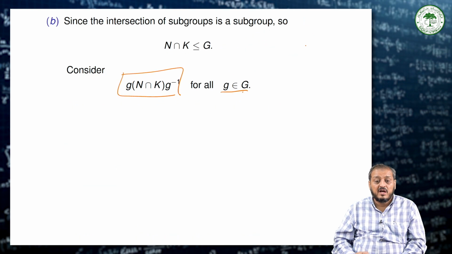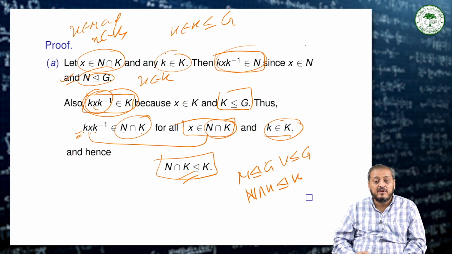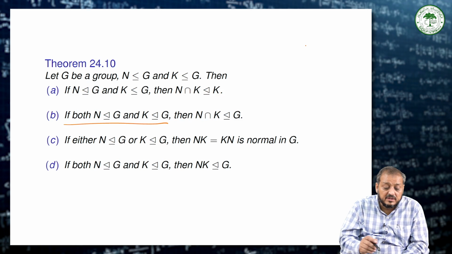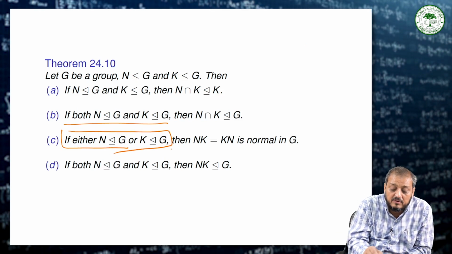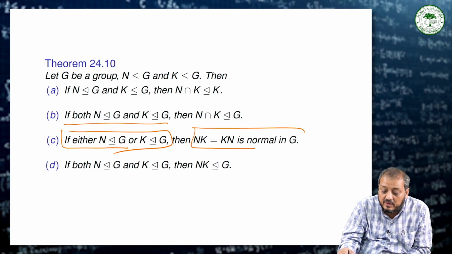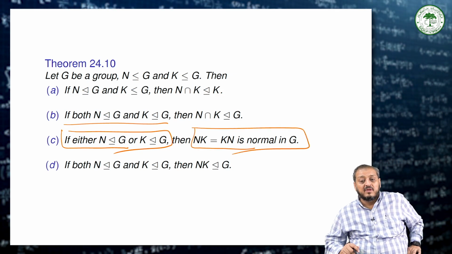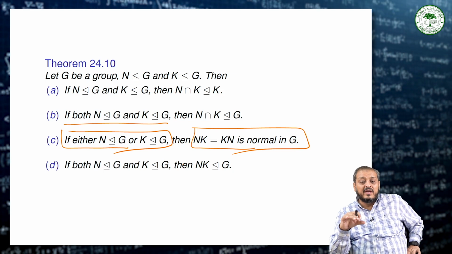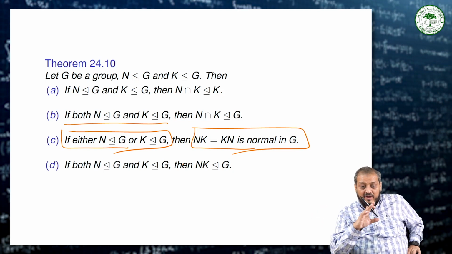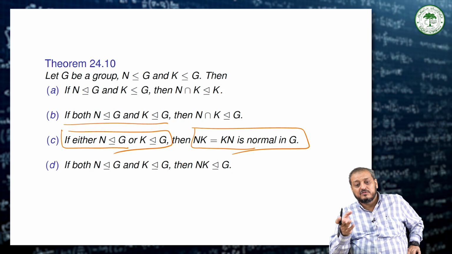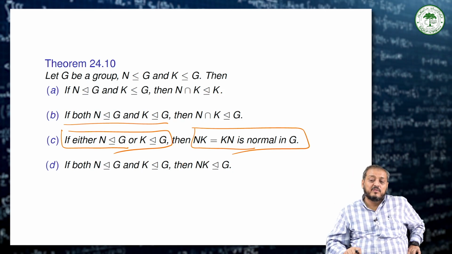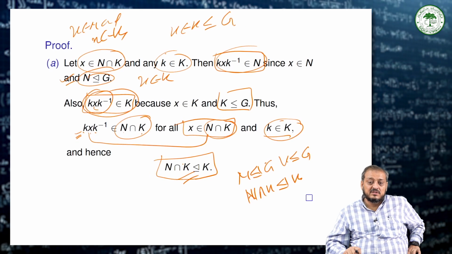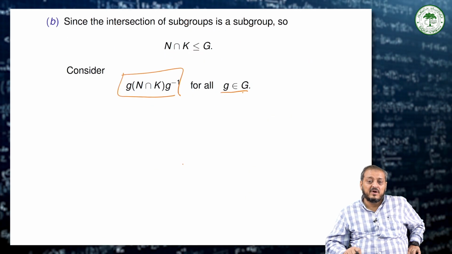Now the third part is saying that if we have two conditions, if either N is normal in G or K is normal in G, then NK is equal to KN and is normal in G. So we have to say that NK is equal to KN. Let's try to prove this third part also.